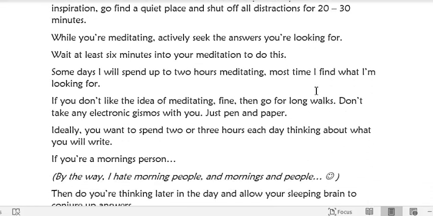And if you don't find or don't like the idea of meditating, fine, then go for long walks. Don't take any electronic gizmos with you, just pen and paper. So one time when I wanted to write a headline and a lead, I was living down in Bournemouth, and I decided I was going to walk from Bournemouth Pier to Boscombe Pier, and it's about 1.25 miles. And I said to myself, I'm going to come up with the headline and the lead before I get to Boscombe Pier. Well, I got it around about halfway.